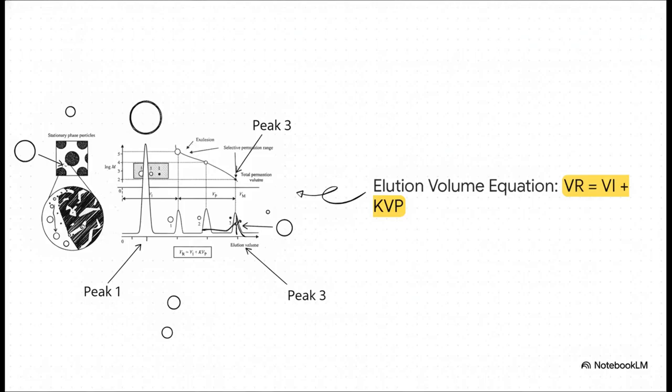Think about the biggest molecule. Its K is 0, right? So that whole second half of the equation just vanishes. It elutes right at VI. But the smallest molecule, its K is 1. It has to travel through the outside volume and the inside volume, so it elutes way later at VI plus VP. This simple equation flawlessly dictates the boundaries of the entire separation process.